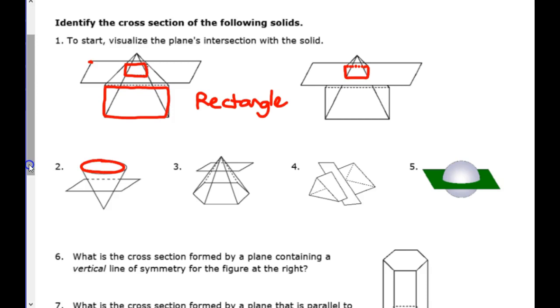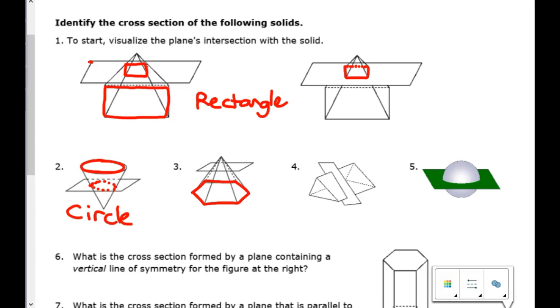So guess what? If I cut that cone parallel to that circular base, it's going to make a what? A circle, right? Now you have to imagine actually cutting it and then looking right at it. It's going to be a circle, okay? Now what's the base of number 3? A 6-sided figure, right? That's a hexagon.